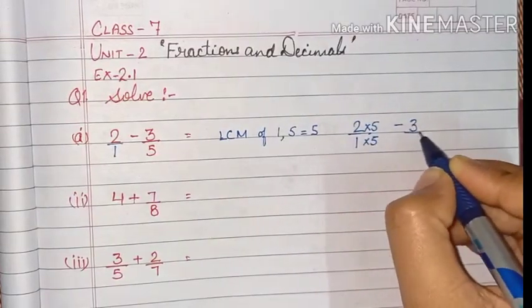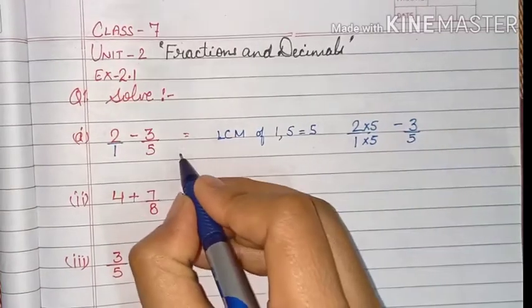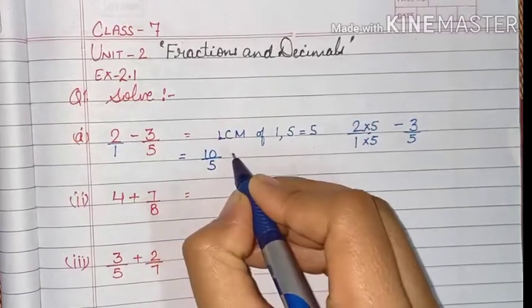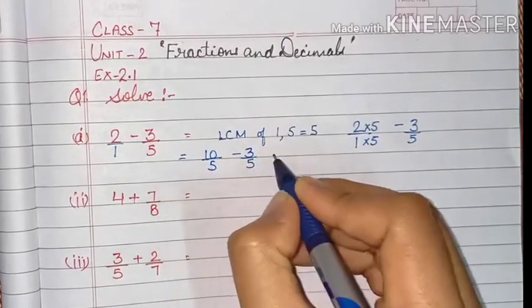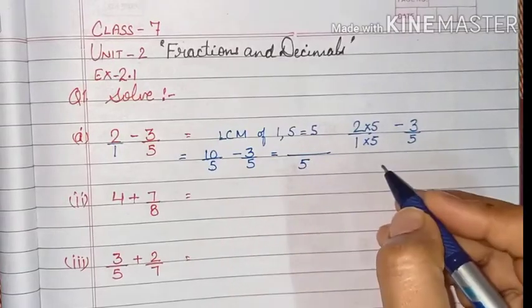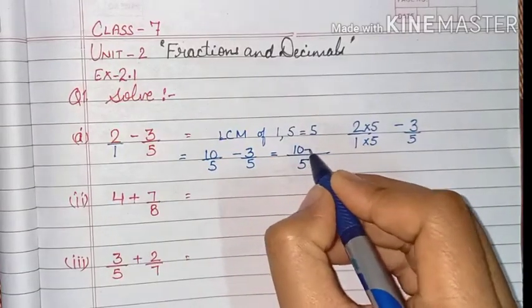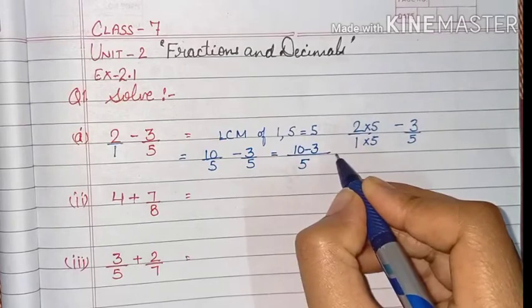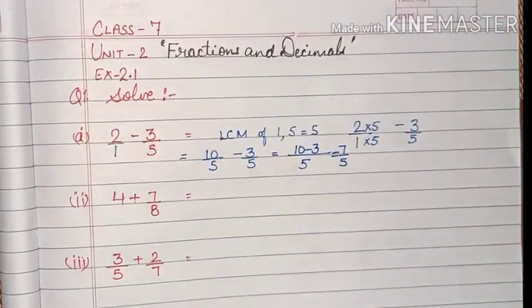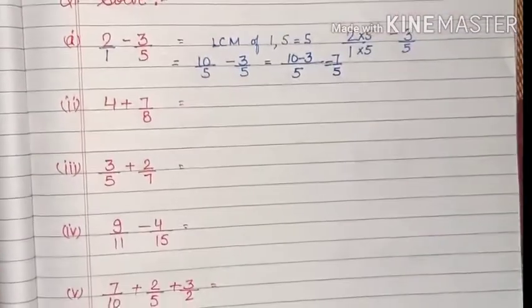and keep the same minus 3 by 5. So it will be 2 5s are 10, 10 upon 5 minus 3 upon 5. Then we will write here the common denominator, that is 5, and numerator 10 minus 3. So it will give the answer equal to 7 upon 5. Okay. Now let's see the second part.